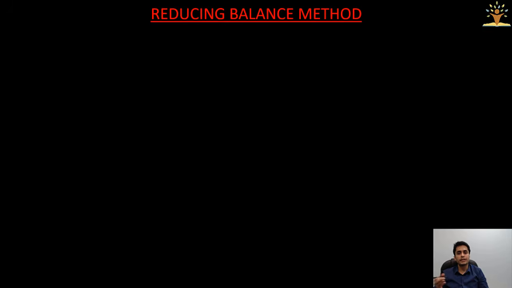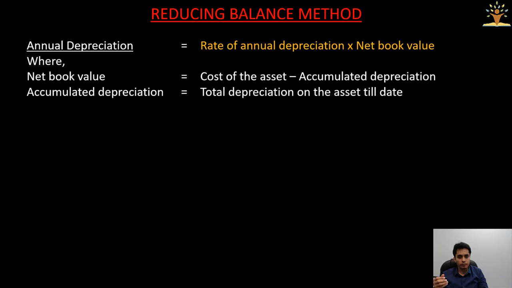Going to the second method, reducing balance method or written down value method. Now, in the reducing balance method, the depreciation amount should keep on reducing every year. How does that happen? There's a specific formula that you need to use to calculate depreciation under this method. The formula is whatever rate the question wants you to use, multiplied by the net book value. Recalling, net book value is the cost of the asset, whatever you've purchased it for, minus accumulated depreciation on that asset. Whatever depreciation till date has been given, you subtract, you get net book value, multiply that by the annual rate, and you will get your annual depreciation.